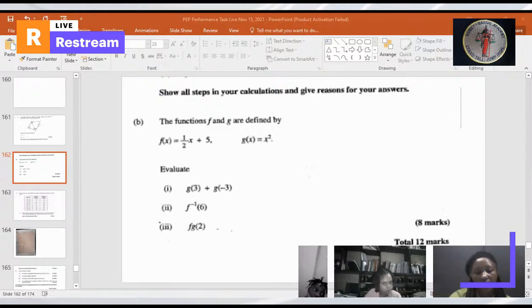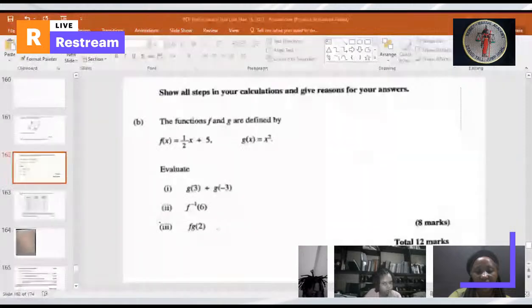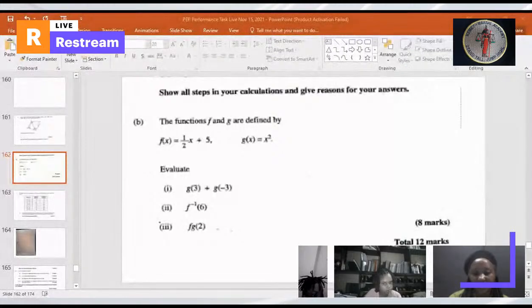All right, so f to the negative 1 in functions is called the inverse of the function, the inverse of function f. To find the inverse, there are certain steps that we take. So the first step is to replace the f of x. So instead of f of x is equal to half x plus 5, we would put y is equal to half x plus 5.